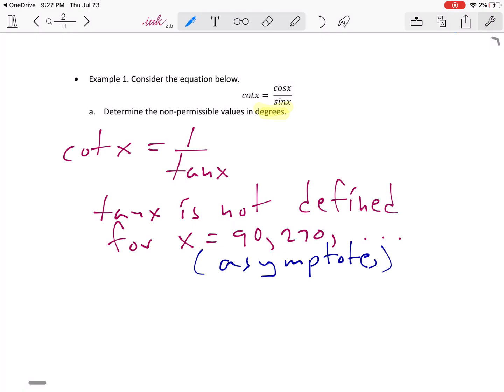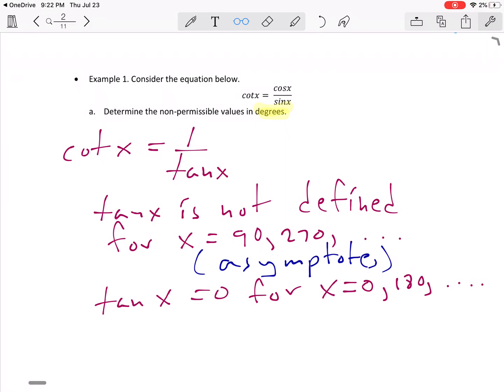Now let's continue. As well, because tangent is on the bottom there, we have to look at when it becomes 0. So again, you could graph this on Desmos, and what you're looking for is where it touches the x-axis. And so what happens here is this is for x equals 0, 180, 360, and so on.